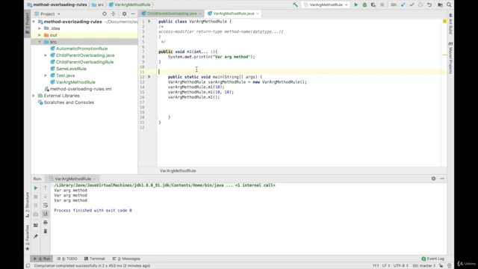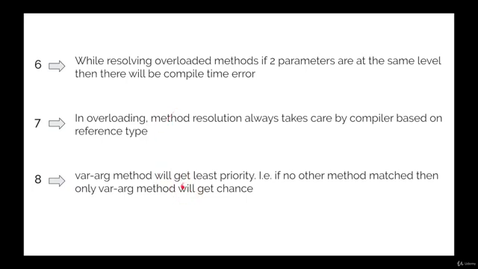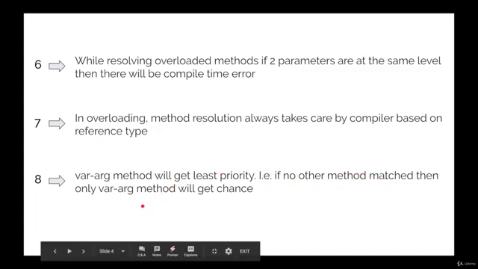Okay, and it's okay if you are passing 1, 2, 3 or any number of integer arguments. So this is the concept of varargs methods. Now jumping back to our rule, it says varargs method will get the least priority, that is, it will be executed only if no method is matched.